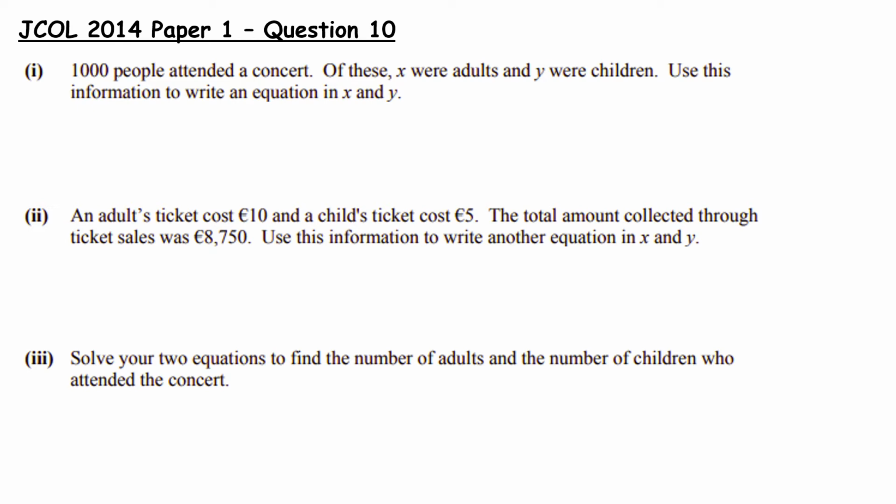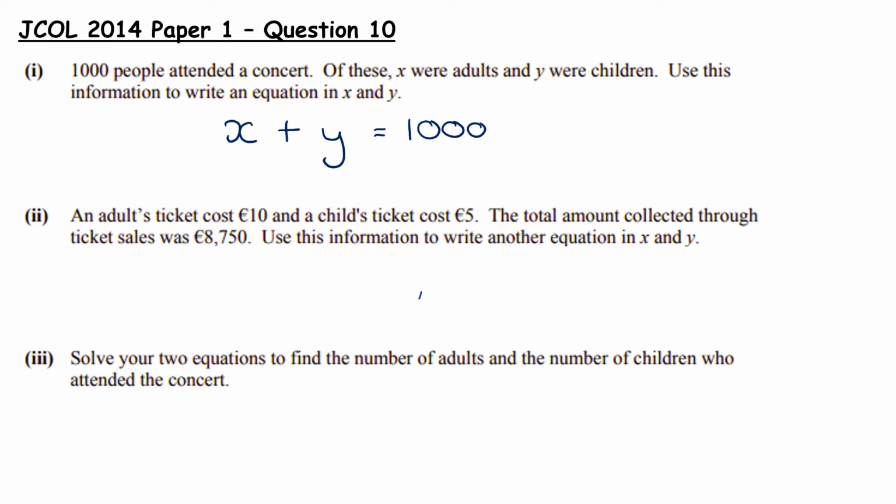1,000 people attended a concert. Of these, x were adults and y were children. Use this information to write an equation in x and y. Well, if 1,000 people attended the concert, there are x adults. So we have x, the number of adults, plus the number of children will equal the total number of people that are at the concert. So x plus y equals 1,000.